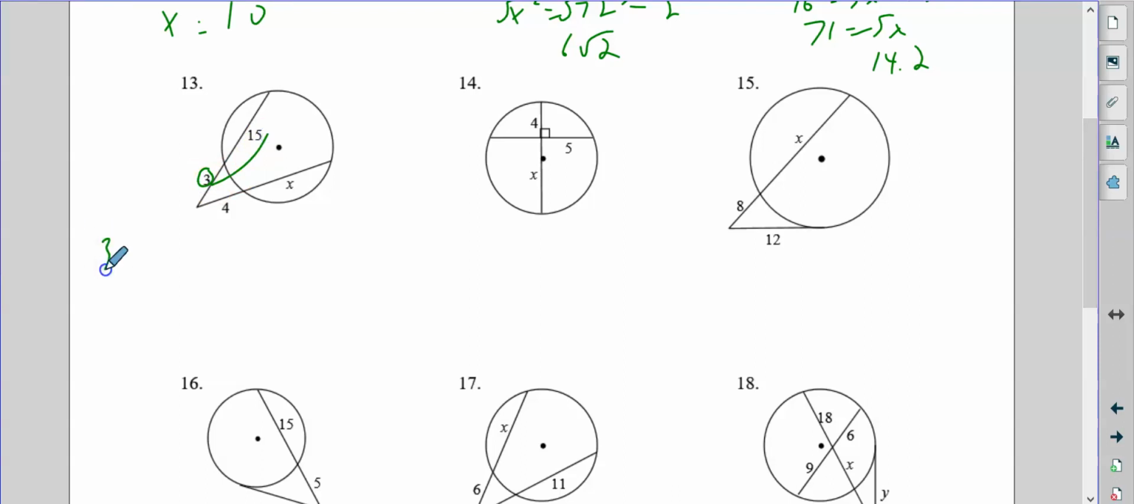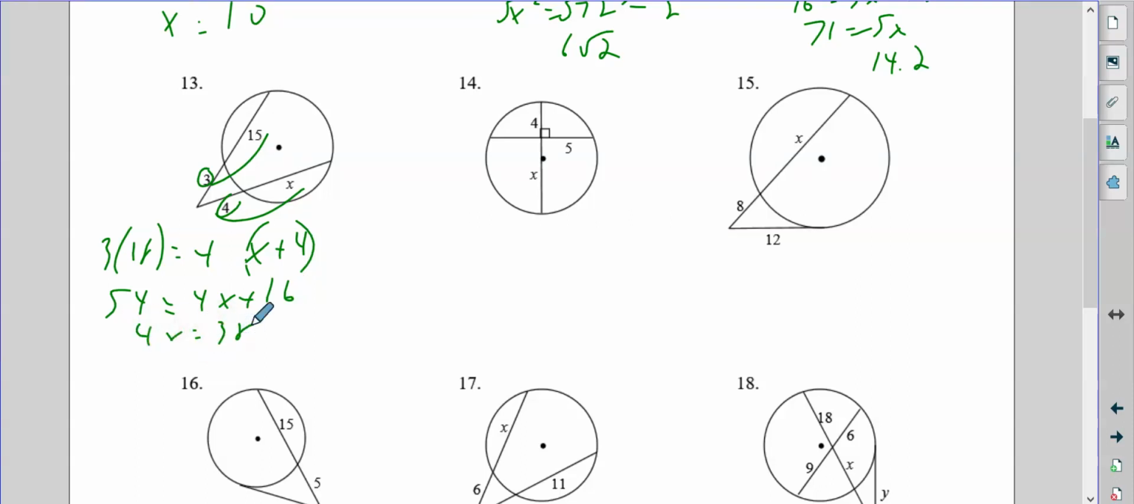Part times whole, part times whole. Why put another equal sign there? So we have 54 equals 4x plus 16. We subtract 16. We get 38. And if we divide by 4, we get 9.5.